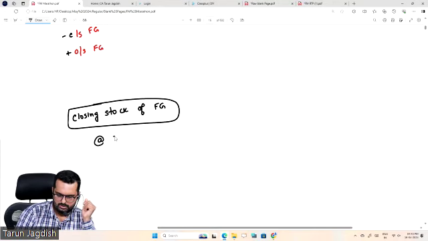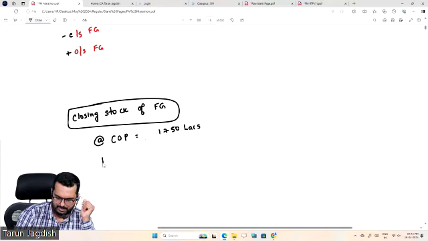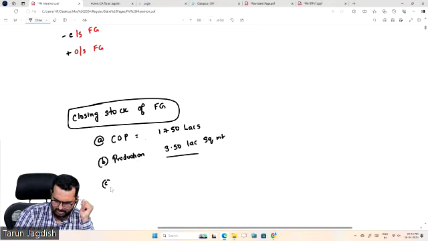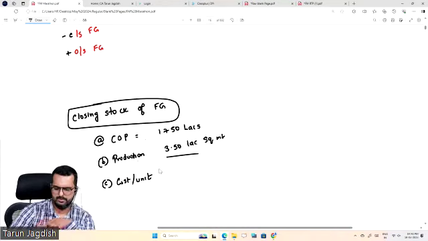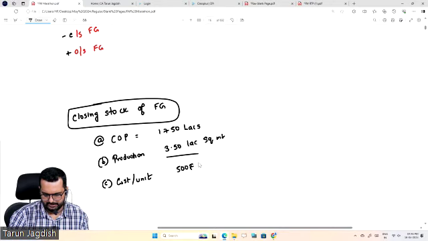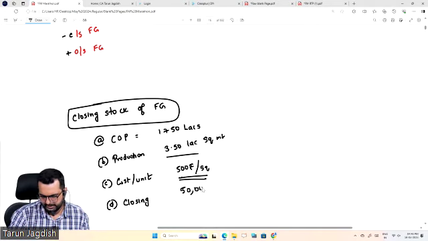What is the total cost of production that we got over here? 17.50 crore. Am I right? What is the total production that you have at this point? Is it 3.5 lakhs square meter? So now tell me, what is the cost per unit that you get over here? Is it 500 rupees per square meter? Correct. Now tell me, how much is your closing stock? 50,000 square meter. Am I right?